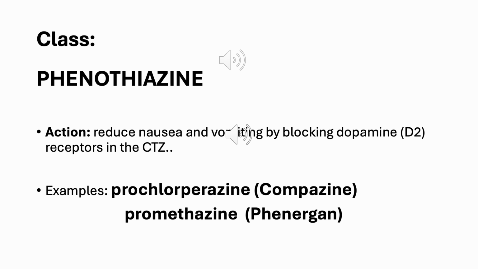Monitor the patient closely for any sudden increase in temperature because this can be an indication of neuroleptic malignant syndrome, a rare but life-threatening adverse effect. Examples of these drugs are prochlorperazine, known as Compazine, and promethazine, known as Phenergan.